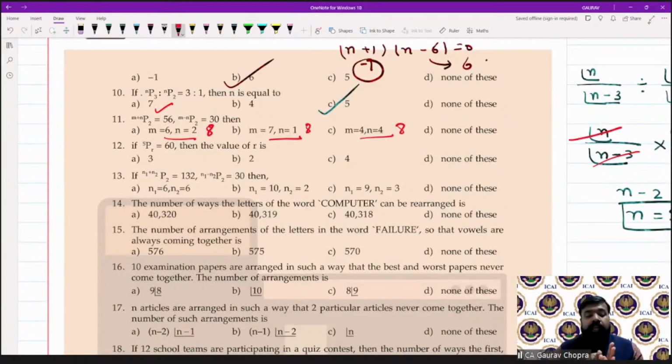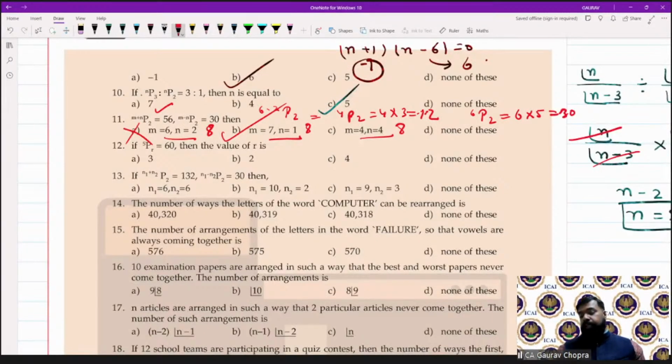So m minus n P2 should be equal to 30. So if you try 6 and 2, 6 minus 2 is 4. It will give you 4P2 and 4P2 is 12. So this option A is incorrect. Then 7 and 1. 7 minus 1 is 6. So 6P2 will be 6 into 5, that is 30. So option number B will be correct. So just substitute the option and see the correct answer. Okay.